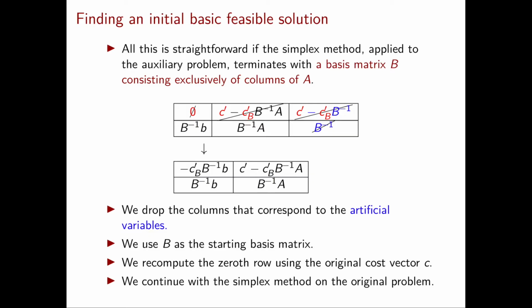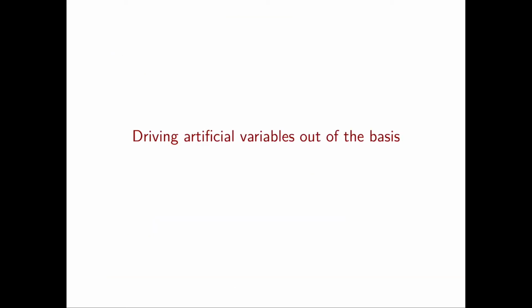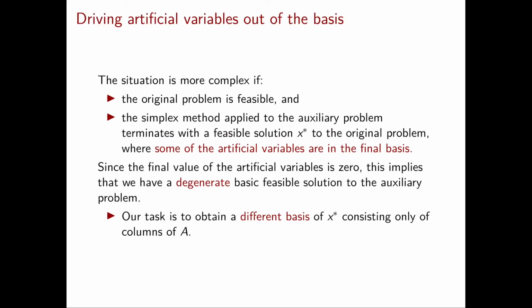So this concludes the easy case. So now let's consider the harder case, which is when the basis matrix B contains columns corresponding to the artificial variables y. To recap, in this case, the auxiliary problem has an optimal cost that is 0, and it terminates with the feasible solution x star to the original problem, where some of the artificial variables are in the final basis. In particular, this must be a degenerate basic feasible solution to the auxiliary problem.